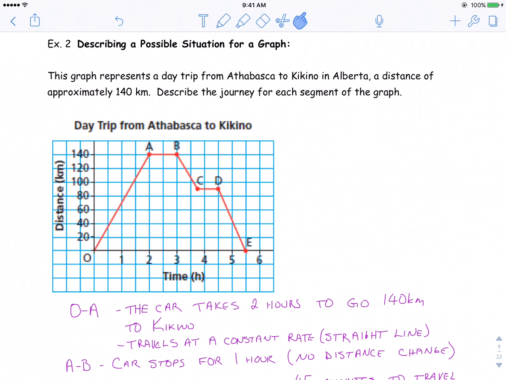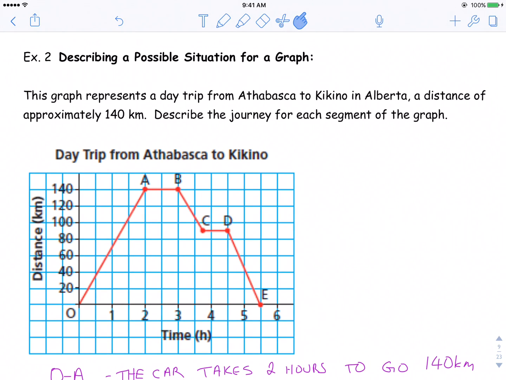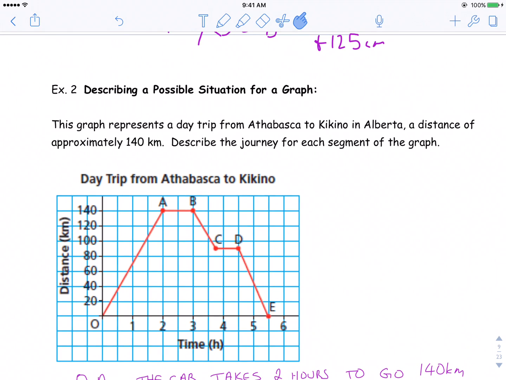So example number 2 here, this is our interpreting graphs, describing a possible situation for a graph. This graph represents a day trip from Athabasca to Kikino in Alberta, a distance of approximately 140 kilometers. Describe the journey for each segment of the graph.